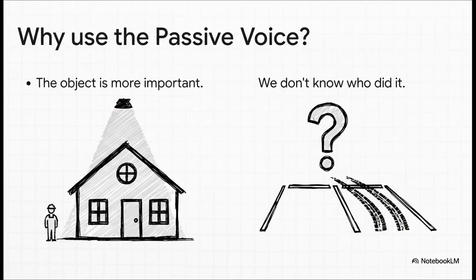So why would you even do this? Well, sometimes the thing that receives the action is just more important. In "The house was built in 1654," we care about the house, not the builders. Other times, you use it because you literally don't know who did the action, like in the awful sentence, "My car has been stolen." And listen to that tense. That's the present perfect using our third animator to connect the past theft to the present result. See? The formula is everywhere.